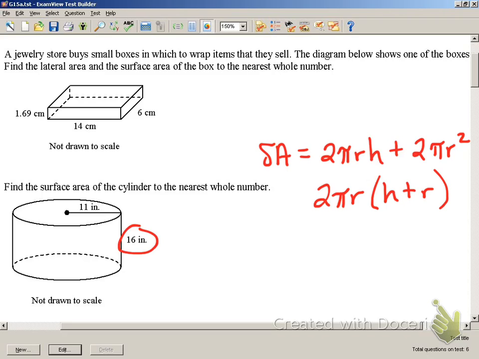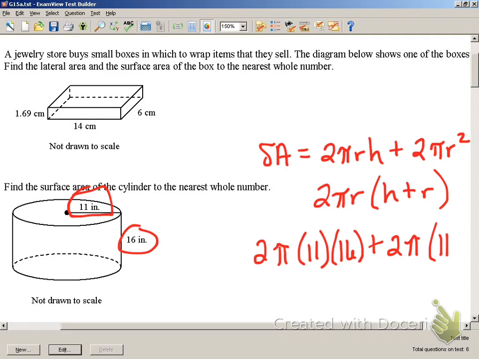Here is my height, here is my radius. So I'm going to say 2 times pi radius times my height plus 2 pi radius squared. And I'm going to put all that in my calculator, and I'm going to let pi be equal to 3.14 because it says nearest whole number as my solution. So I'm going to say 2 times 3.14 times 11 times 16. That gives me 1105.28. I'm going to break it up.